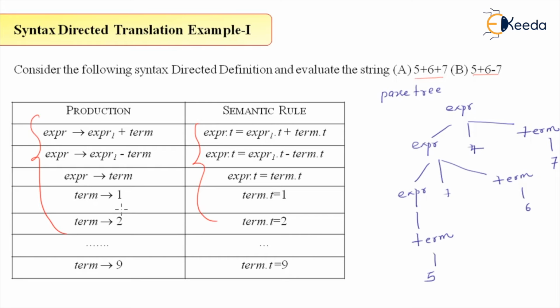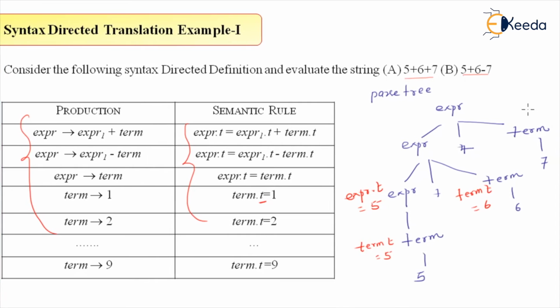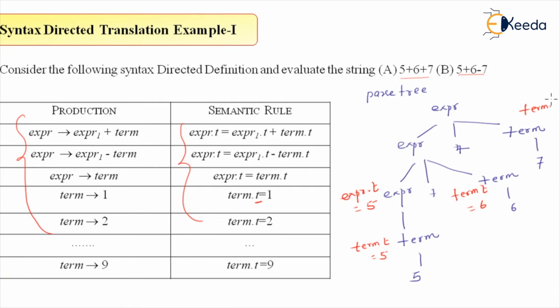Okay, so term dot t, and t here is the attribute associated. So here term dot t will be equal to 5. expr to term, expr dot t is equal to term dot t. So expr dot t will be equal to 5 in this case. Here term dot t will be equal to 6. And here term dot t will be equal to 7.